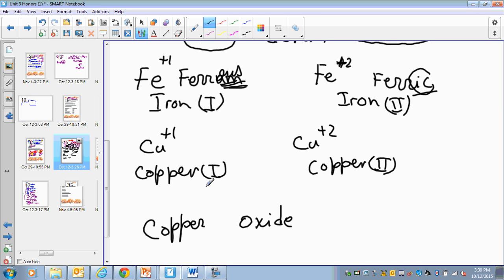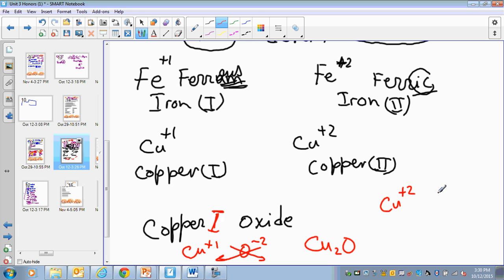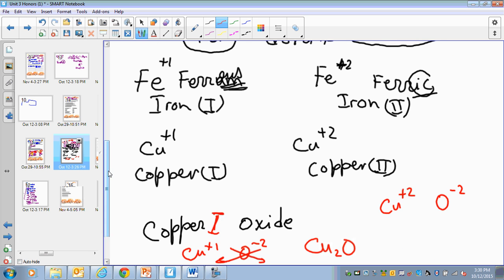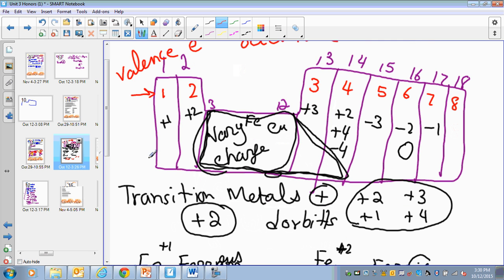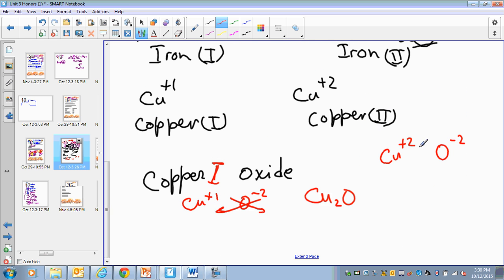So that means my question is not complete. I must tell you that I want the formula of copper 1. So when I say copper 1, now you know that the charge of copper is 1, oxygen is -2. So we crisscross it, you get Cu2O. What if it was copper 2? Oxygen doesn't change, oxygen is here, so oxygen is -2. So if copper is 2, then the formula is going to be CuO. So you understand that copper could be 1 or copper could be 2. So this is the formula of copper 1 oxide.